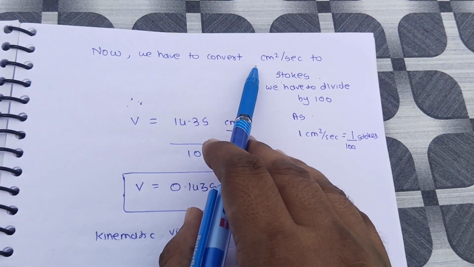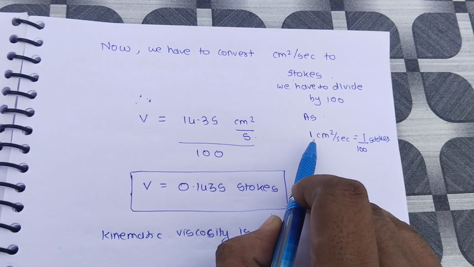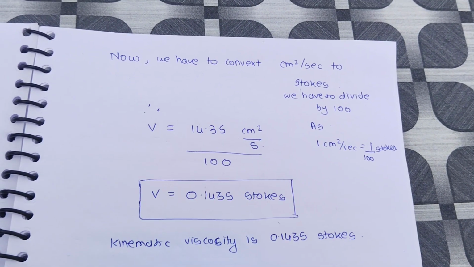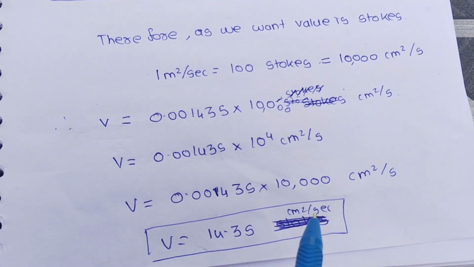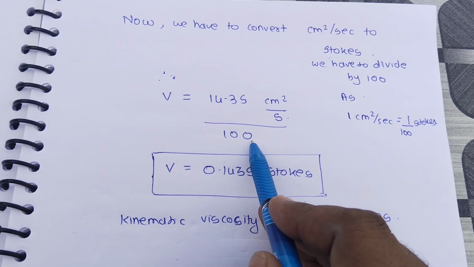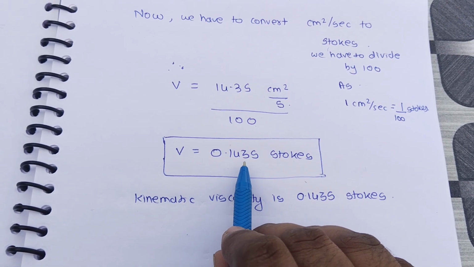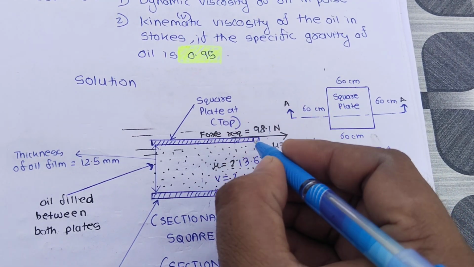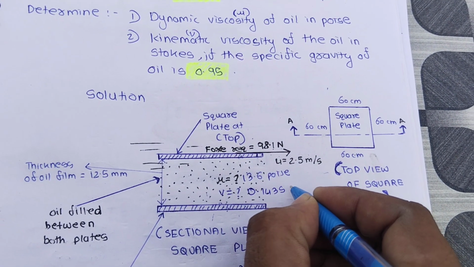Now we have to convert centimeter square per second to Stokes. We have to divide by 100, as 1 centimeter square per second is equal to 1 by 100 Stokes. So we have got the value here, 14.35 centimeter square per second. Now we will divide it by 100. So we have got the kinematic viscosity 0.1435 Stokes. So we will note down 0.1435 Stokes.